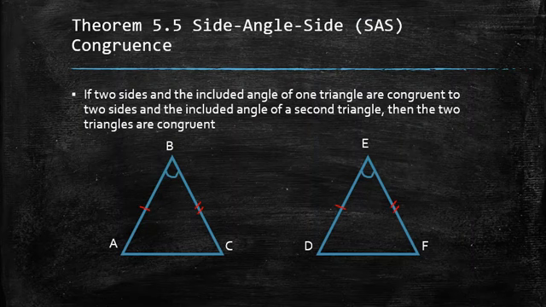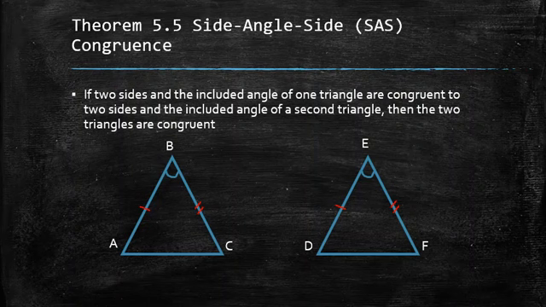The next theorem helps to prove if two triangles are congruent. It is the first of four we will learn. It is the SAS theorem, or side-angle-side theorem. If two sides and the included angle of one triangle are congruent to two sides and the included angle of a second triangle, then the two triangles are congruent. For example, if side AB is congruent to side DE, angle B is congruent to angle E, and side BC is congruent to side EF, then these two triangles are congruent.